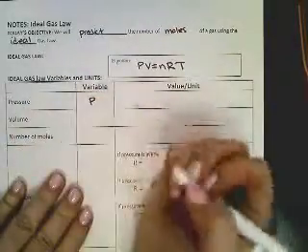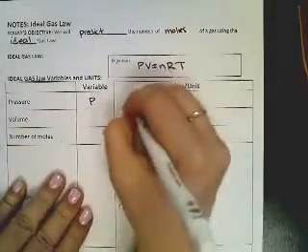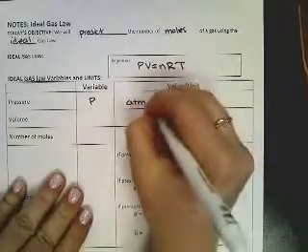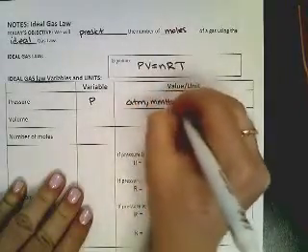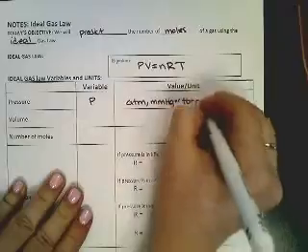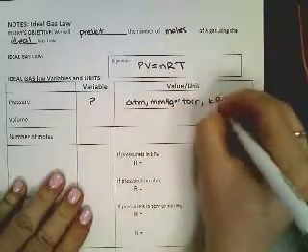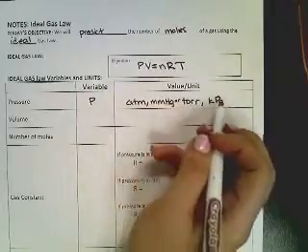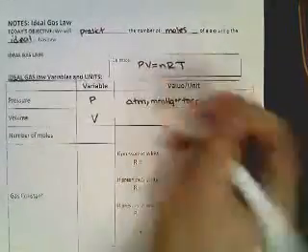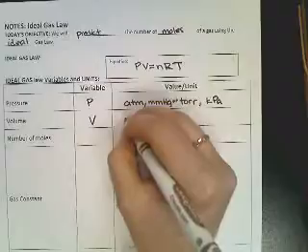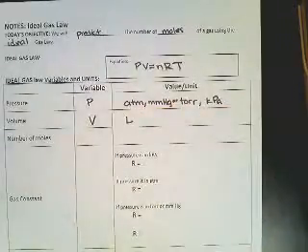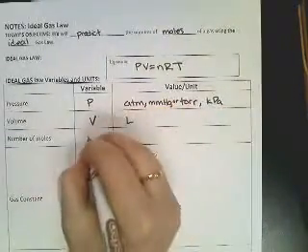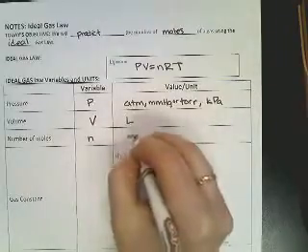Pressure is represented by P. It can be in ATM, mmHg, which is also known as torr, or it can be in kilopascals. ATM is atmospheres, millimeters of mercury, torr, kilopascal. Volume is represented by V. It has to be in liters. Number of moles is represented by n. The unit is mol.